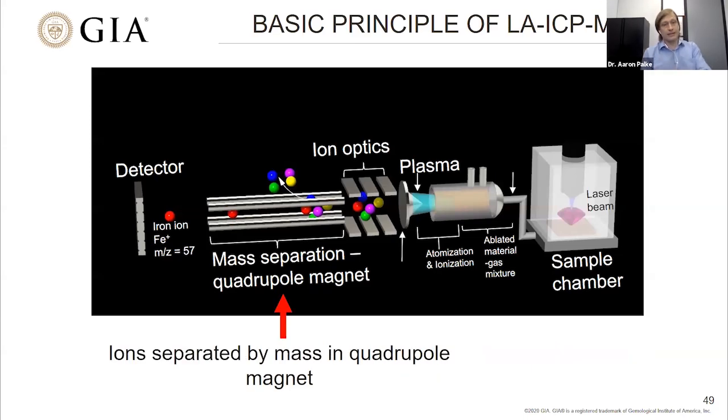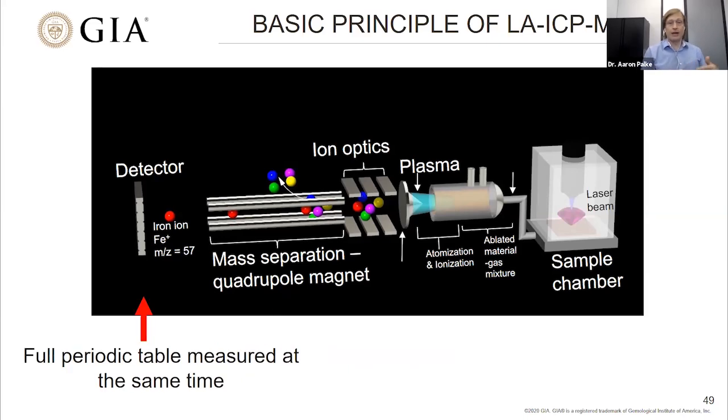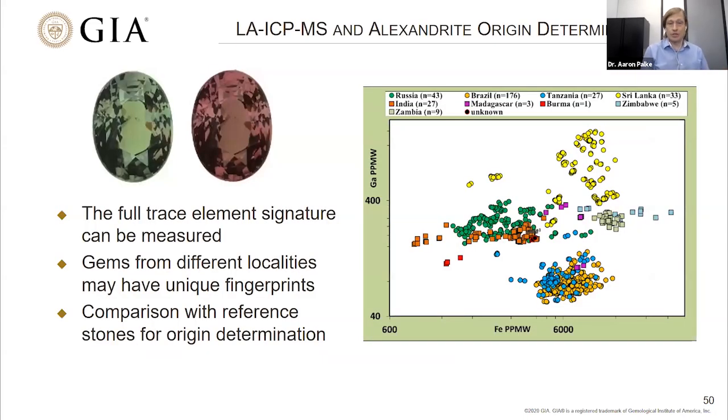Those ions then get sent into the magnet, the quadrupole magnet, and we tune the magnet very rapidly to filter out certain elements that we're not interested in, so that only the element we're interested in at that specific moment gets passed on to the detector. And so we measure the full periodic table at the detector by sweeping through this full mass range on the quadrupole.